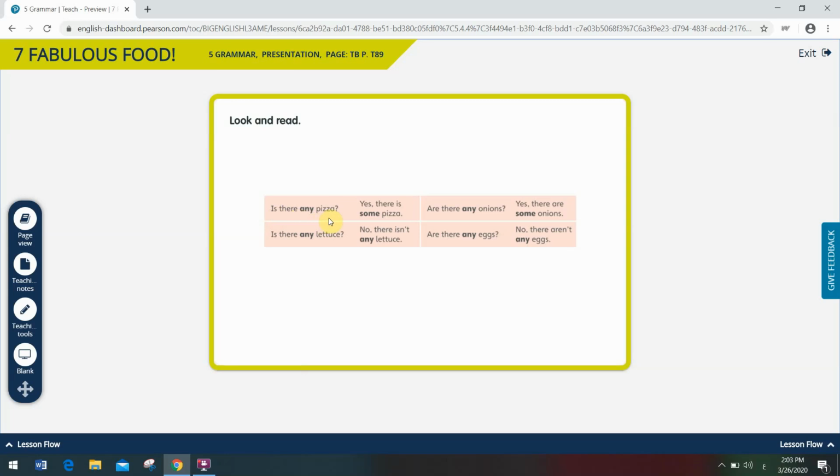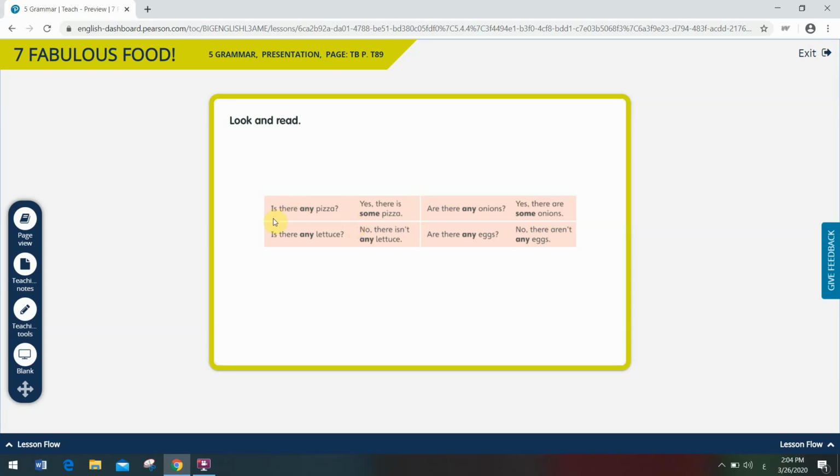Is there any pizza? Yes, there is some pizza. Is there any lettuce? No, there isn't any lettuce. So if you take a look at the first group here, we said that we use any in two cases. The first one is in question, and number two is in the negative form.